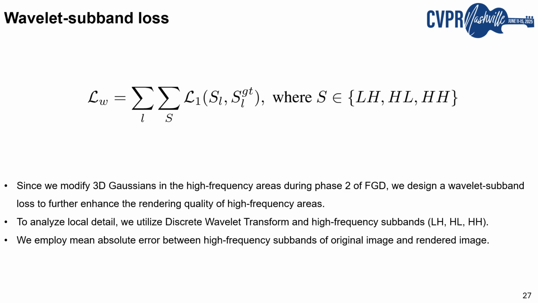During phase 2 of FGD, we modify 3D Gaussians in the high-frequency areas. To enhance the rendering quality of these high-frequency areas, we introduce a wavelet subband loss. To analyze local details, we use the discrete wavelet transform and focus on the high-frequency subbands, LH, HL, HH. We calculate the mean absolute error between the high-frequency subbands of the original image and the rendered image to refine the quality further.